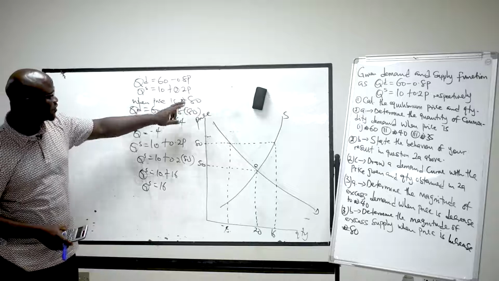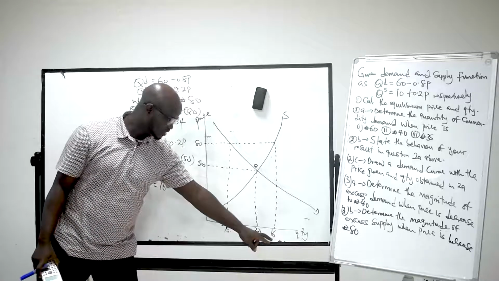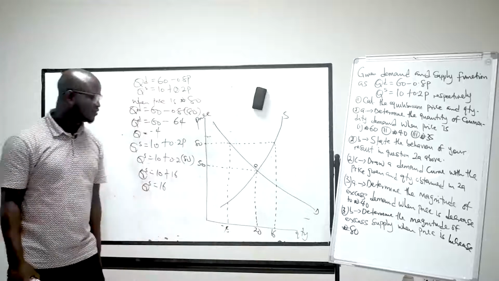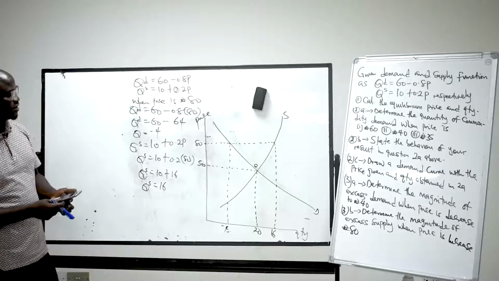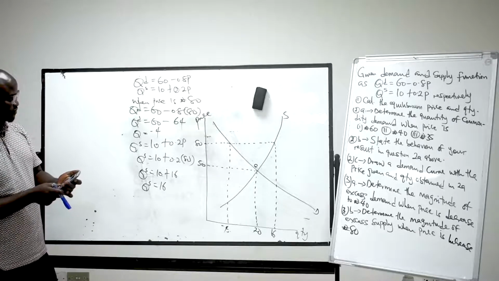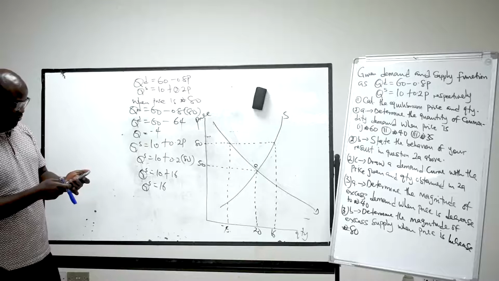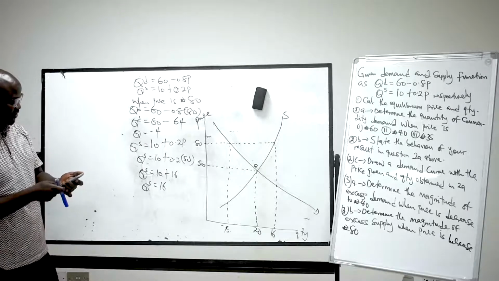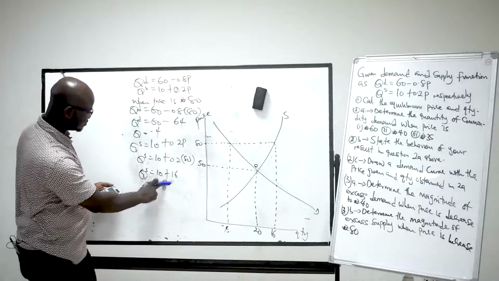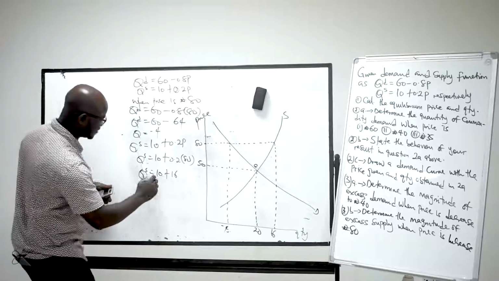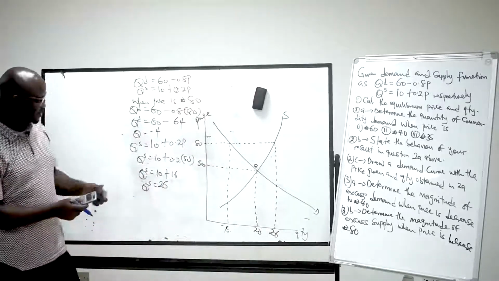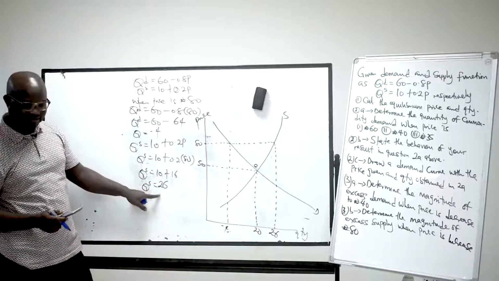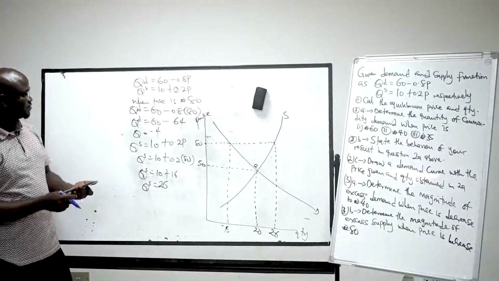I'm not sure the figure given to us is correct, but this is supposed to be more than the equilibrium price, right? Let's just check again. We have 0.2 times 80, 16. Class, sorry, this is 26, because here we have 16 plus 10, which is 26. So this is 26.